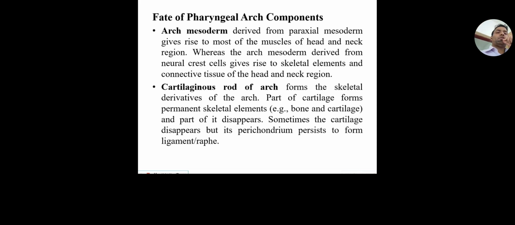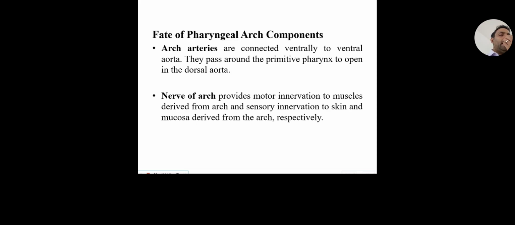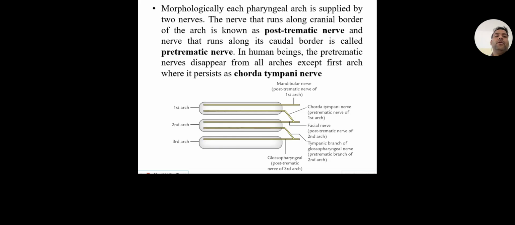The arch mesoderm will give rise to the muscles of the head and neck region. All the muscles of each arch, which we will discuss in a future slide, are derived from this paraxial mesoderm, whereas the skeletal derivatives come from the arch cartilages. Arch arteries are derived from the developing aortic arches, and nerves come from the ectodermal placodes.